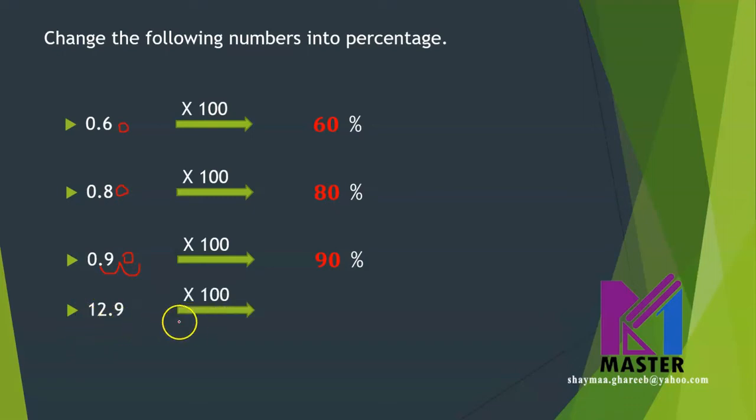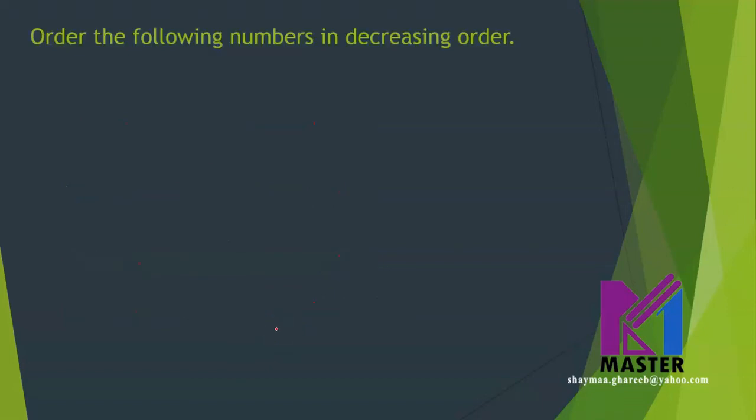12.9, I will multiply it by 100, so I will move 1, then 2. So it will be 1,290%. So now do you know how to change numbers, any decimal numbers, into percentage?